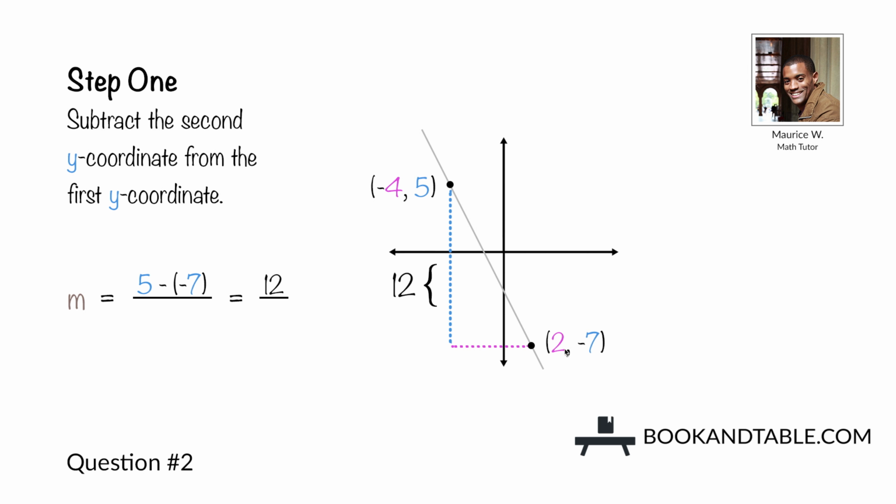So the change in y, we are going from -7 to the x-axis. That's a total distance of 7. And from here to 5 is another 5. So that's a total distance of 12.